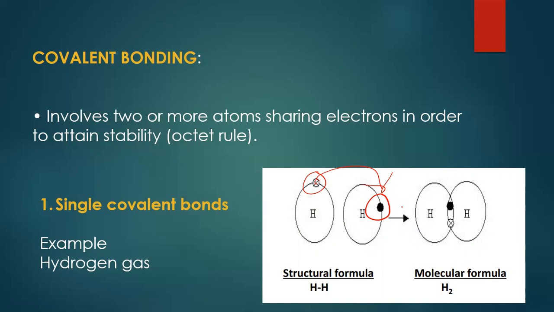So what happens is that these two atoms will just share electrons so that they can both have two electrons in their outermost shells.